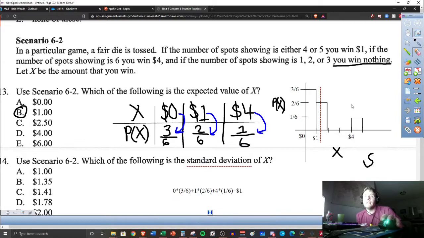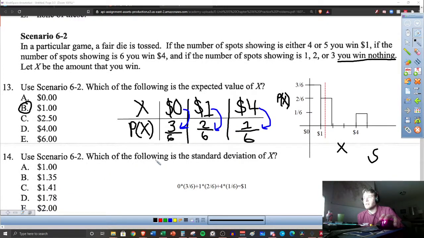Now you can do it a different way, and we're about to do that because when we talk about standard deviation here, that's what number 14 wants, which of the following is the standard deviation of this. We can't just look at a graph and tell what that is. We know where the mean is, and remember, standard deviation is how spread apart from the mean the values are. But it's not easy to just look at.